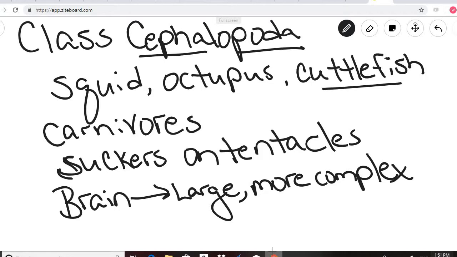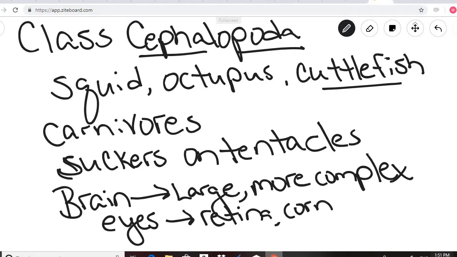And kind of related to that, they have an eye structure that is very similar to what we have, where they have a retina, cornea, they have an iris and a lens. So their eye structure is very similar to that of humans.